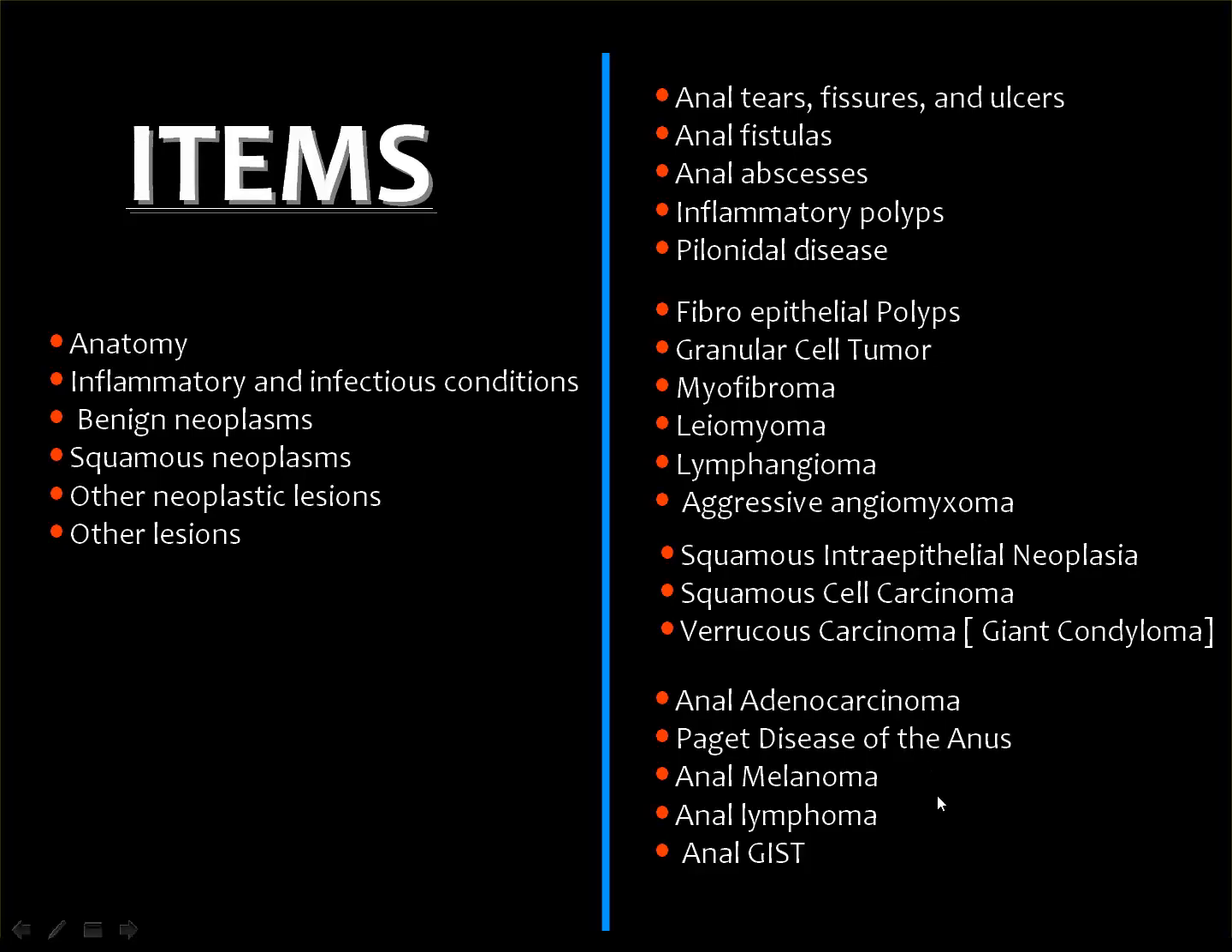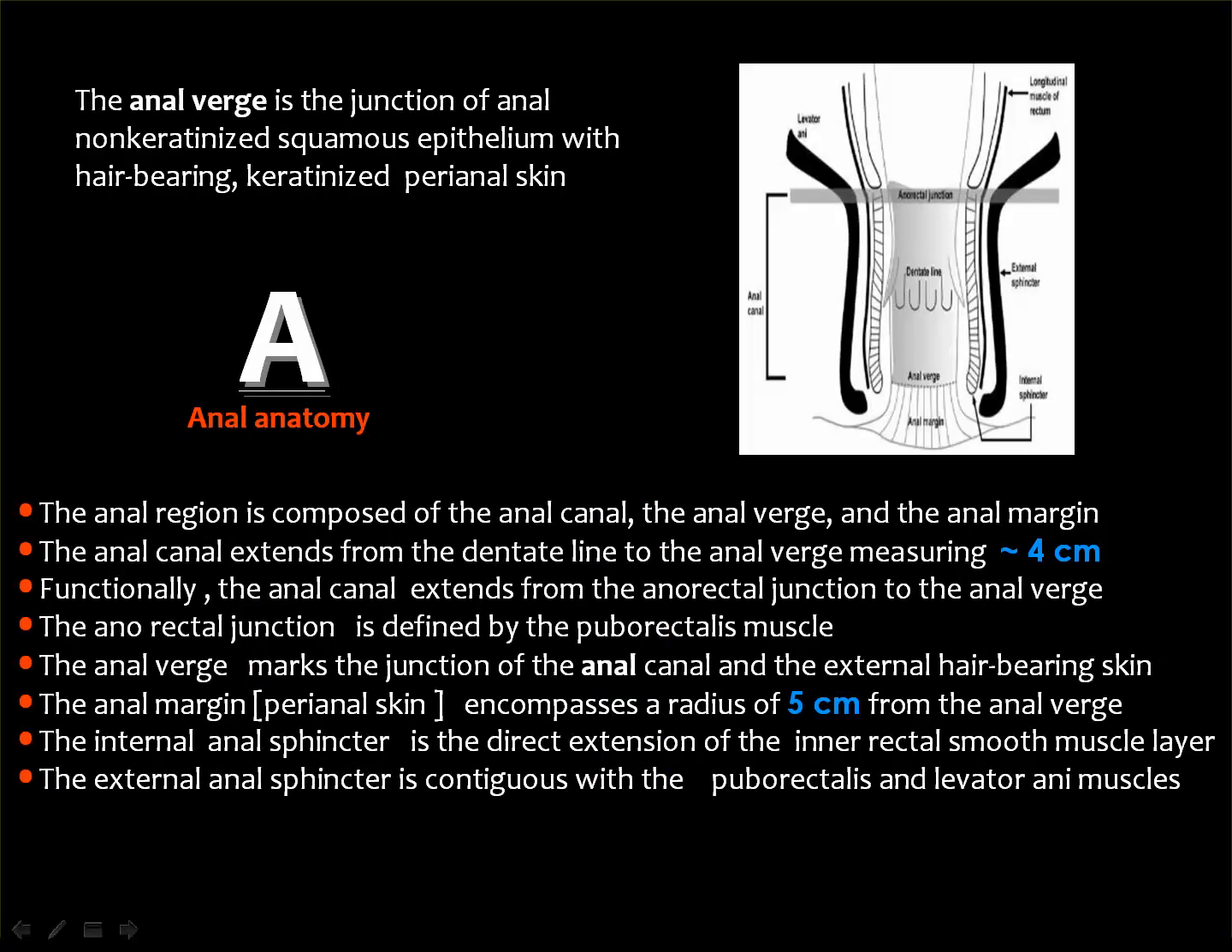Then we will discuss the squamous neoplasms like squamous intraepithelial neoplasia, squamous cell carcinoma, verrucous carcinoma, and aggressive angiomyxoma. Then there are some other malignancies occurring in this particular area, like the adenocarcinoma, the Paget disease, the melanoma, lymphoma, and the gastrointestinal stromal tumors. Then finally, we have two side issues like the hemorrhoids and this syndrome, which is known as the solitary rectal ulcer syndrome.